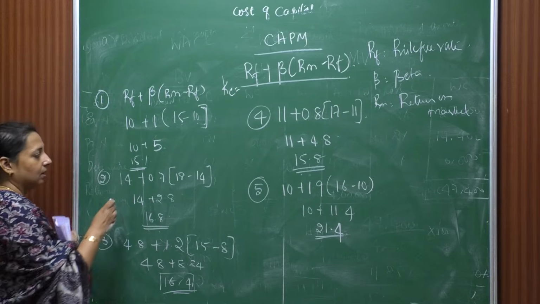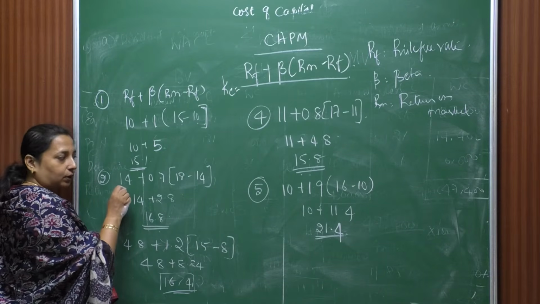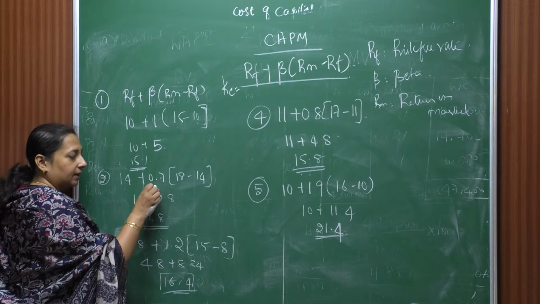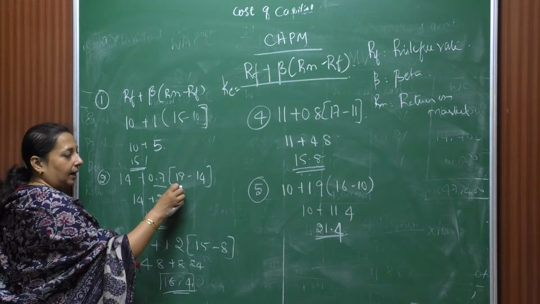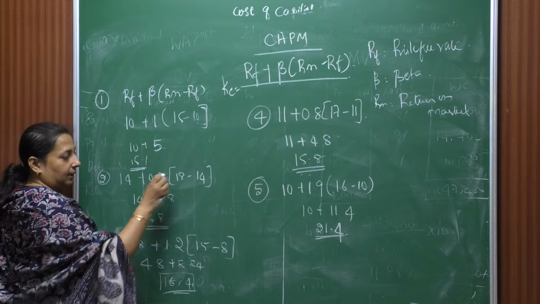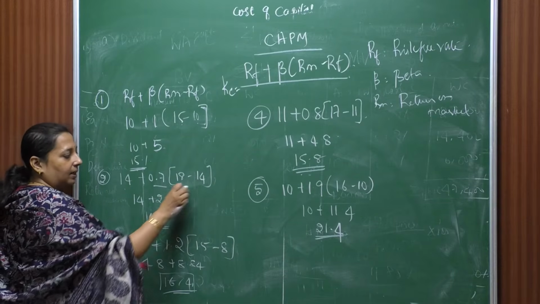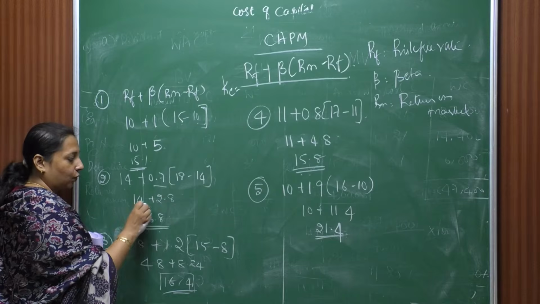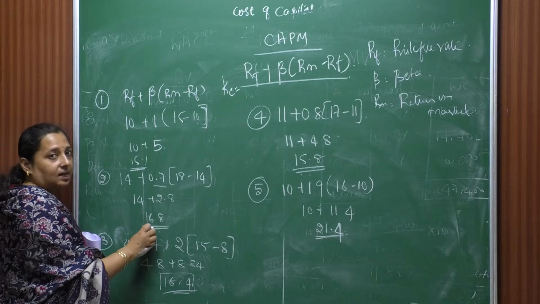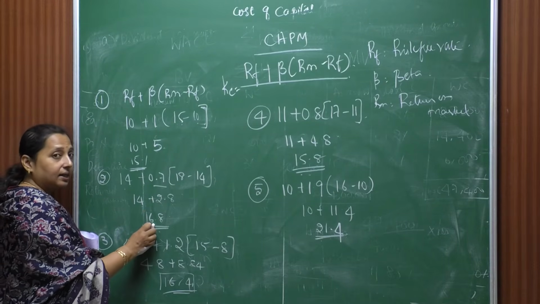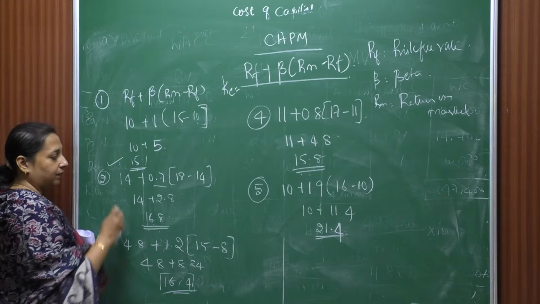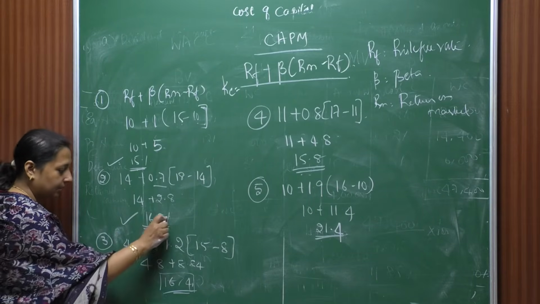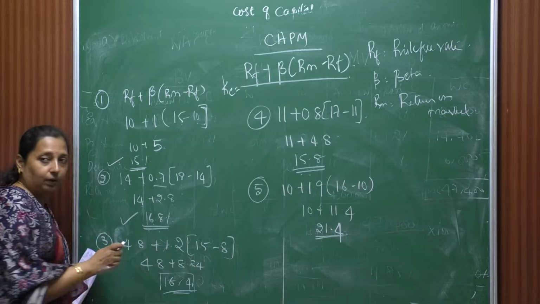Second situation: RF is 14 as mentioned in the question, plus beta of 0.7, and RM is 18 minus 14. So 18 minus 14 is 4, into 0.7 you will get 2.8. So 14 plus 2.8, your return is 16.8%. So, situation 1 is 15%, situation 2 is 16.8%.